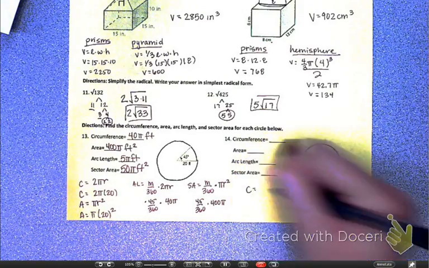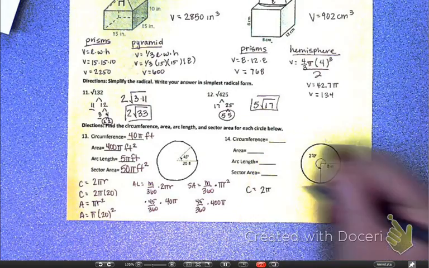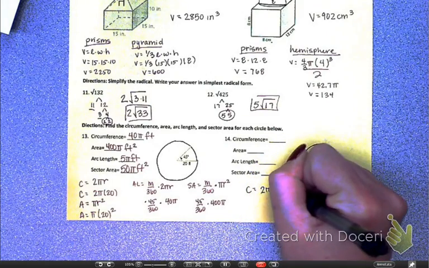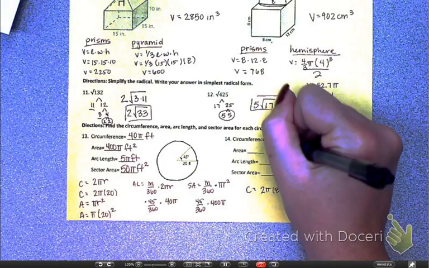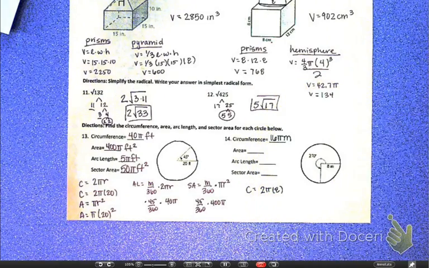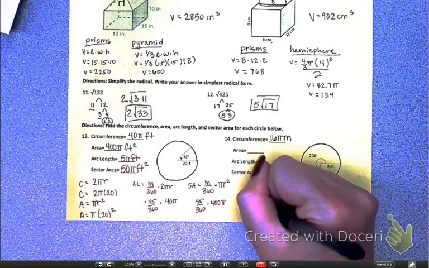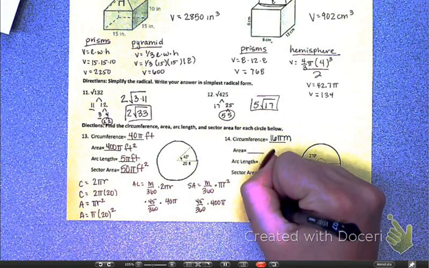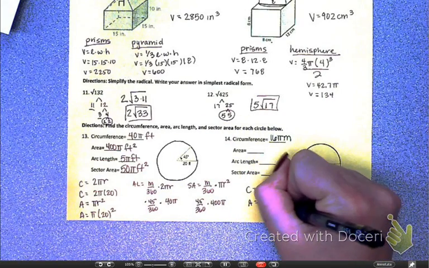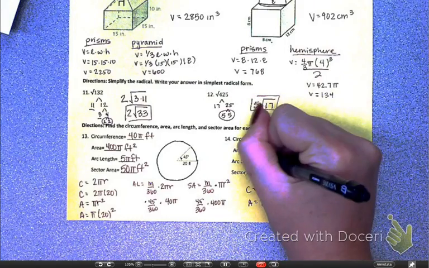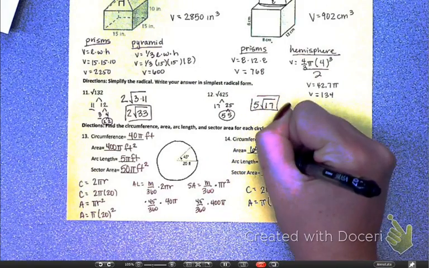Circumference for 14. 2 times pi times 8 gives you 16 pi meters. Area. Pi times the radius squared, so 8 squared is 64 pi meters squared.